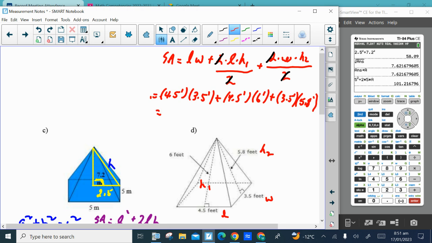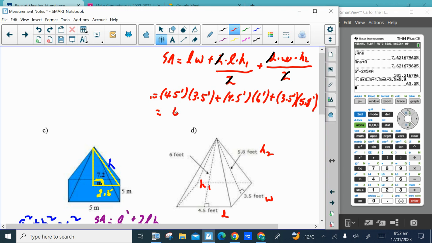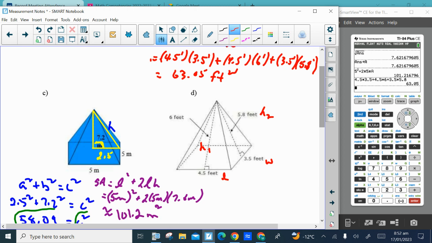And so we can put all these in our calculator in one step. Your calculator does order of operations. So the first term is 4.5 times 3.5 plus, then we have 4.5 times 6 plus 3.5 times 5.8. Altogether 63.05. And that would be in square feet. Okay? So there's the surface area of that one.